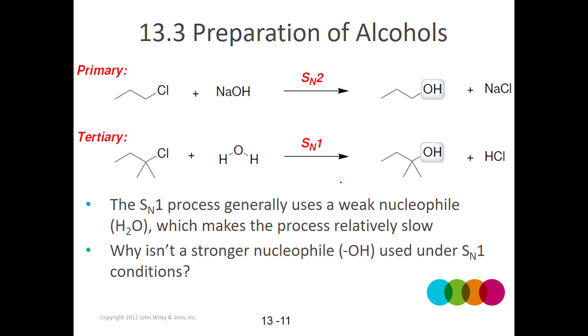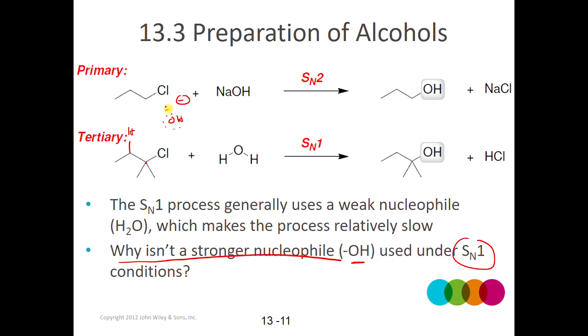So here are those two examples worked out. Why can't I use a stronger nucleophile like OH minus in an SN1? Because the OH minus would end up doing the elimination we just mentioned. It wouldn't wait for the chlorine to leave and then come in and attack. It can't attack the electrophilic site directly because it's too crowded, because it's tertiary.